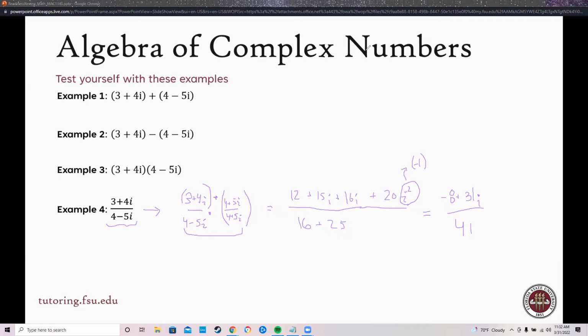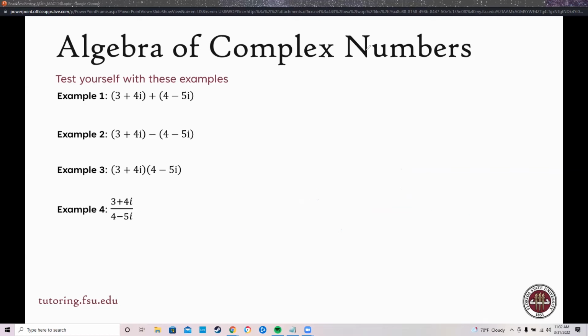All right. So let's go through and see the answers on these examples and see how well we did.